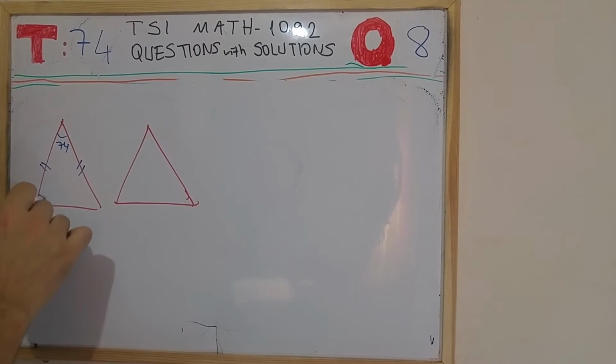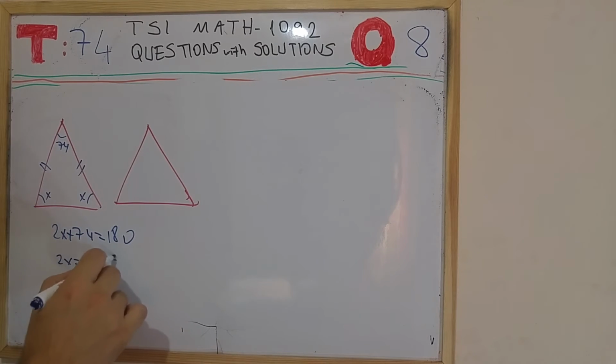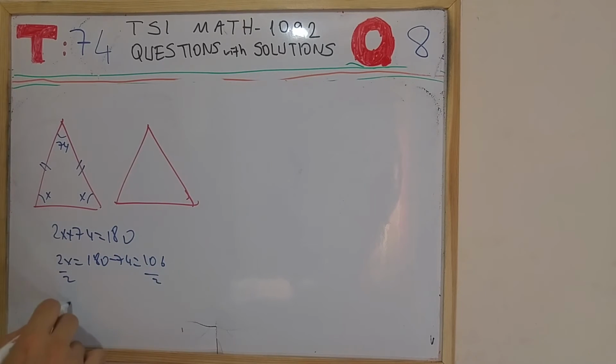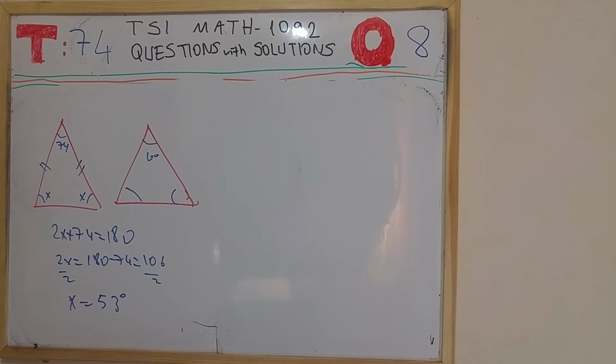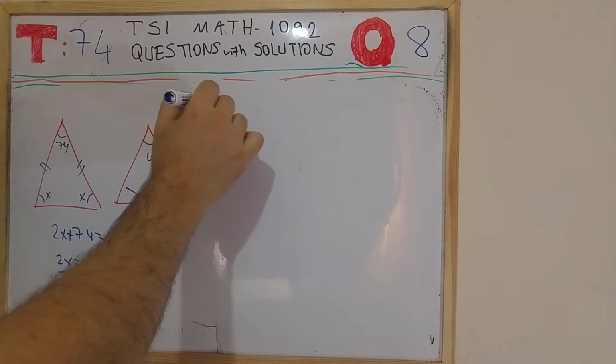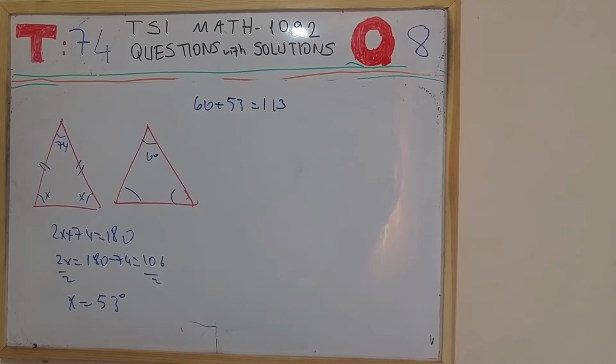First I need to find out these angles. Sum of these three angles, 2x plus 74 is equal to 180. Therefore 2x is equal to 180 minus 74, which is equal to 106. Dividing each side by 2, x is equal to 53 degrees. And the other one is an equilateral triangle, so each angle must be equal to 60 degrees here. When I sum up 60 with 53, what I get is 120.